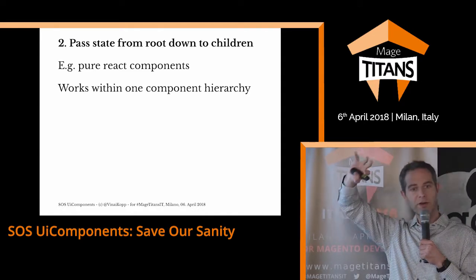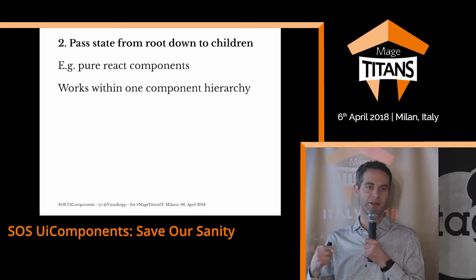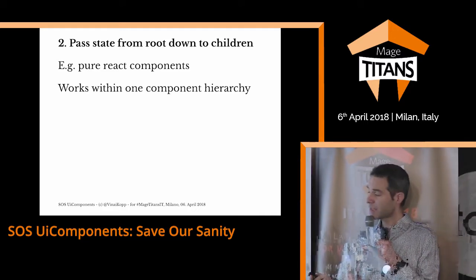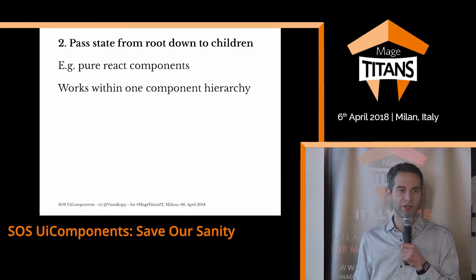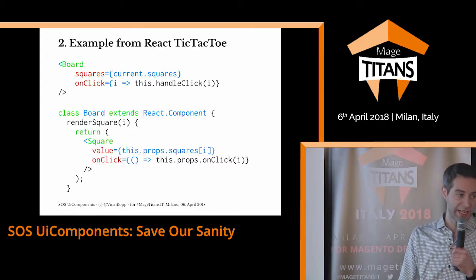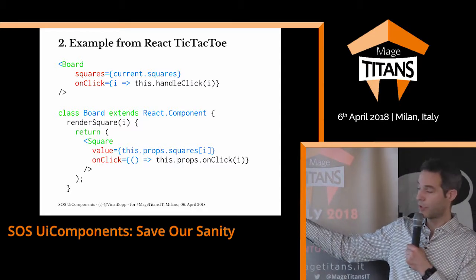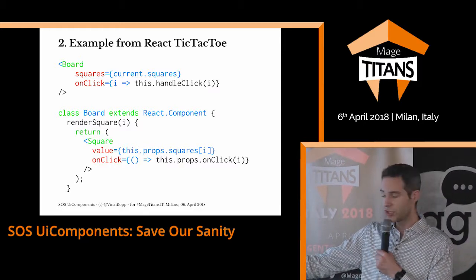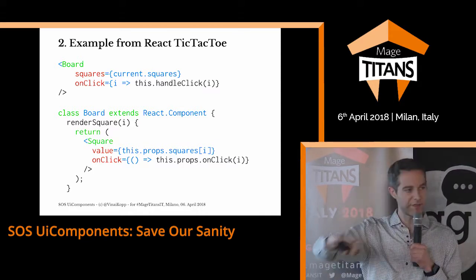All right, so let's have a look at the second approach. If we pass the state down from a root component into its children, and that's something that's, for example, done in a pure React application, and it works quite well, this approach, if it's within a single hierarchy of components, right? So it's not limited to one component. Here's an example from the React tic-tac-toe tutorial. We can see a board component, and it receives some properties from its parent, and then that in turn passes it on to its children squared components in the tic-tac-toe game, and it just kind of cascades through.